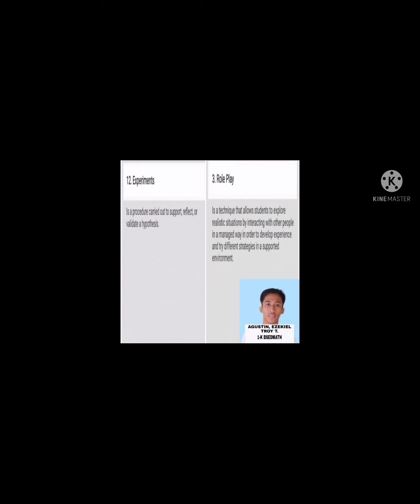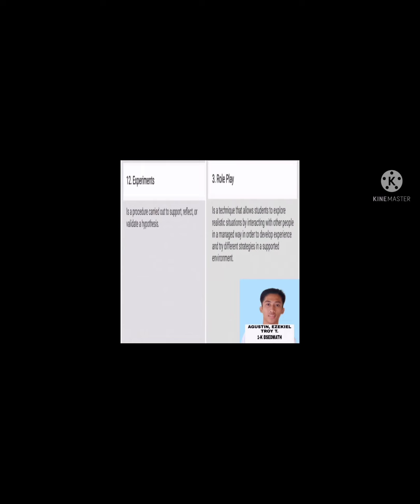Number 12, Experiments. Experiments is a procedure carried out to support, refute, or validate a hypothesis. Experiments provide insights into cause and effect by demonstrating what outcome occurs when a particular factor is manipulated. So with this strategy, the children are given a problem to solve. It can be individual or by group, so that they have to go under experimentation. 13. Role play.